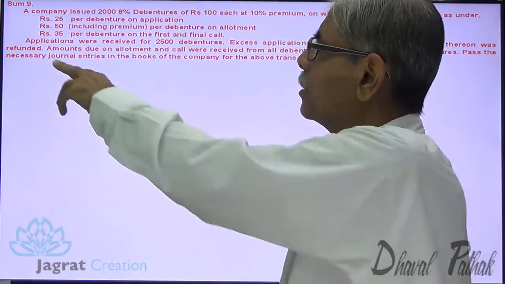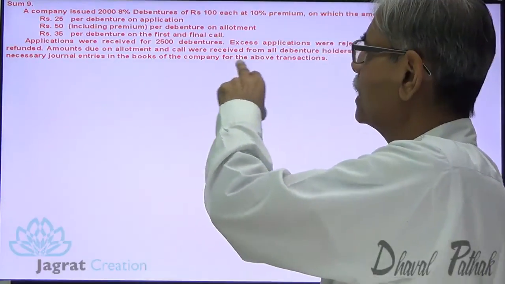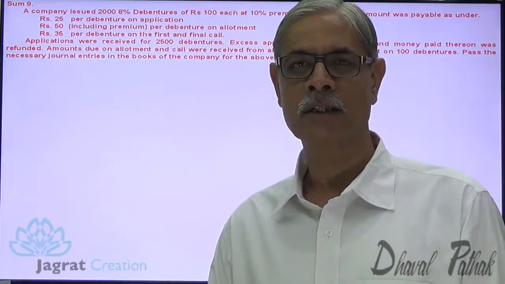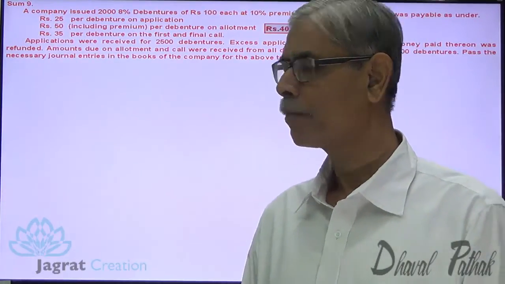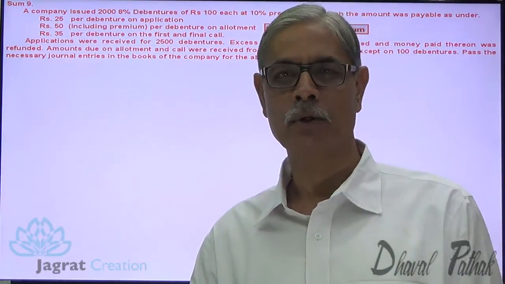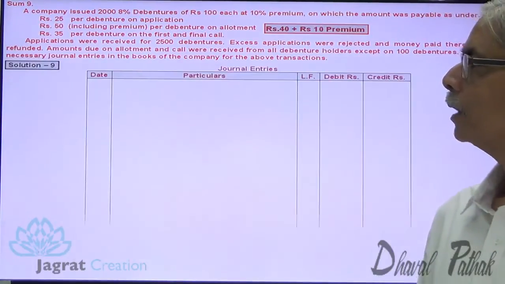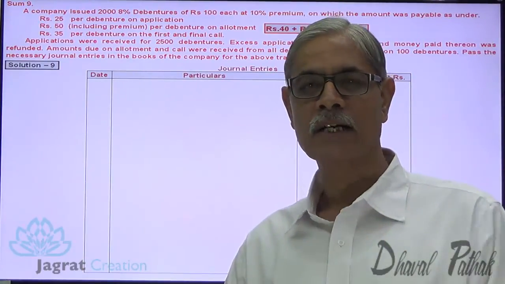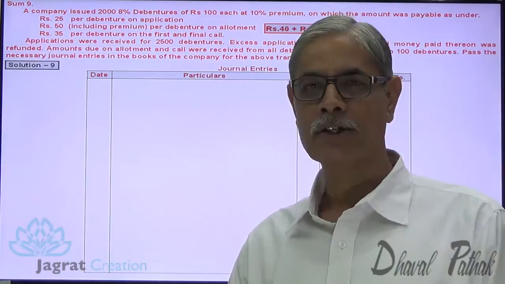Now, pass necessary journal entries in the books of the company for the above transactions. So here we are required to record the journal entries. Let us start. 50 including premium. So 40 is the face value, 10 is the premium. Here I am going to write down the journal entries for you. First entry is for application money received.